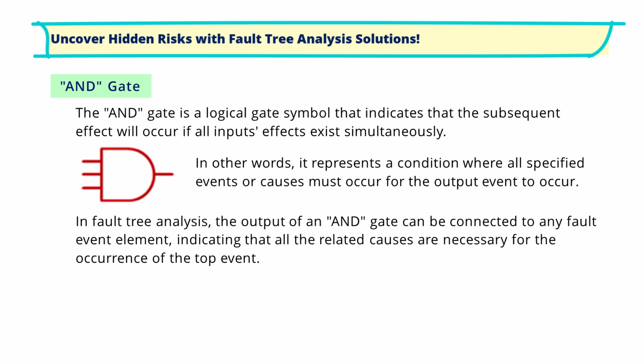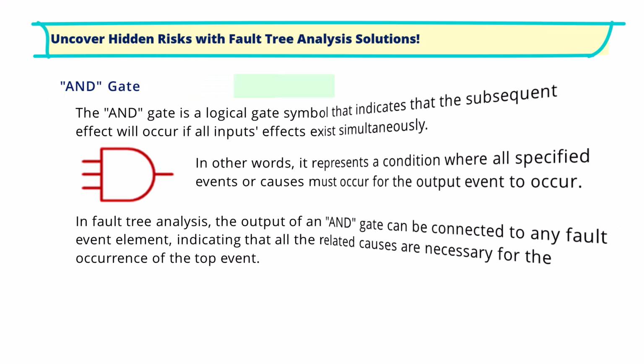AND gate. The AND gate is a logical gate symbol that indicates that the subsequent effect will occur if all input effects exist simultaneously. In other words, it represents a condition where all specified events or causes must occur for the output event to occur. In fault tree analysis, the output of an AND gate can be connected to any fault event element, indicating that all the related causes are necessary for the occurrence of the top event.